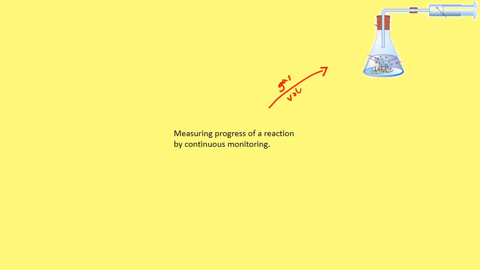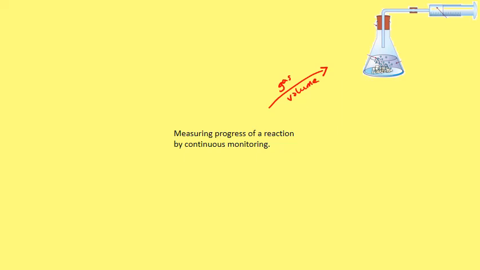Now what we're going to do is consider all the ways, and there's 4 ways of measuring progress of a reaction by continuous monitoring. And so the first one is by measuring the change in gas volume.